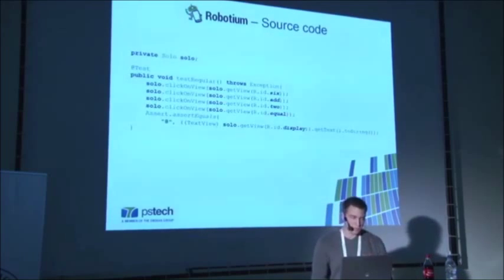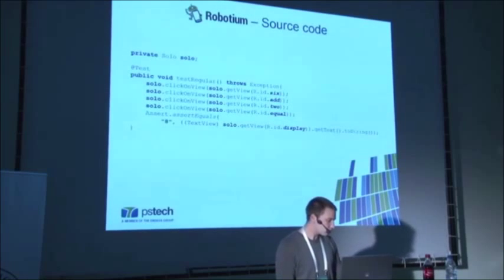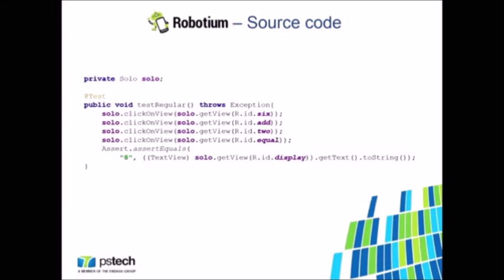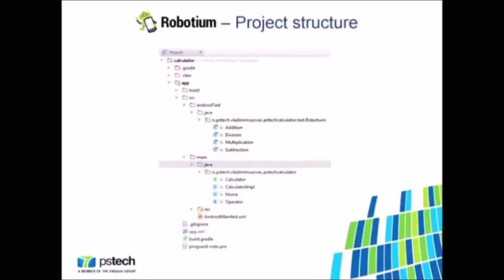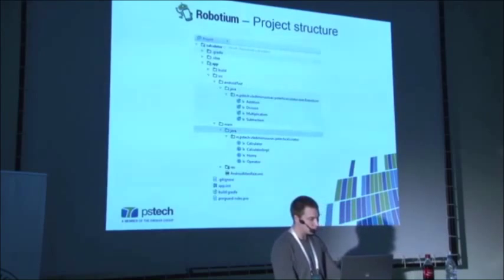Here's the source code. Everything is done by this Solo library. And the difference from Espresso is that you have a little opposite logic. So first you click on a view, and after that you find it by its ID. The test is the same. We are calculating the addition of 6 and 2, and we check the result using an assertEquals function. Project structure is also an Android project, and it's very similar to Espresso. In my case, I only changed the Robotium folder at the end in the androidTest folder.